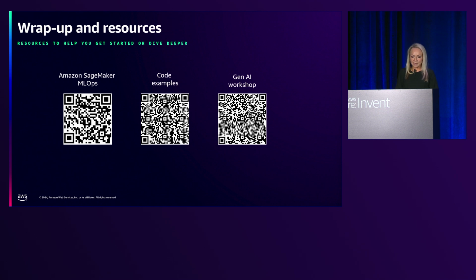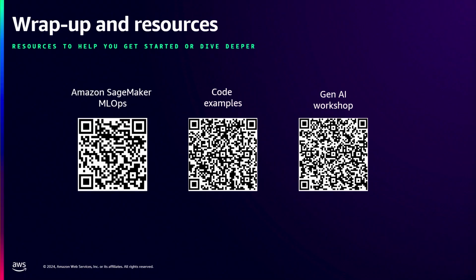Within there, we have the general SageMaker MLOps page where we publish the latest and greatest in features. There are some code examples, as well as a generative AI workshop that our team works on and continues to iterate on, with a lot of different examples for things like fine-tuning, pipelines, experimentation, all those different things.